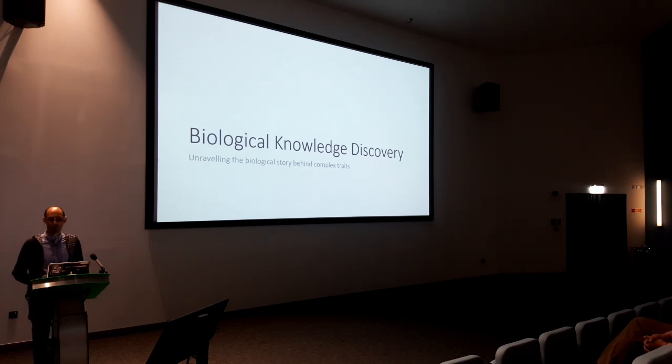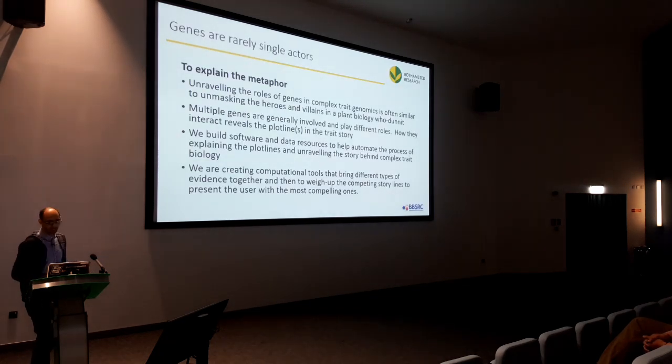There are many types of biological knowledge discovery. For example, drug discovery, trait discovery, gene discovery. Today, I will be mostly talking about gene discovery, but it's applicable to other areas of research discovery as well. So what is gene discovery? Let me give you a metaphor. Genes are rarely single actors. To explain the metaphor, unraveling the roles of genes in complex trait genomics is often similar to unmasking the heroes and villains in a plant biology whodunit. So multiple genes are generally involved and play different roles. How they interact reveals the plot lines in the trait story.